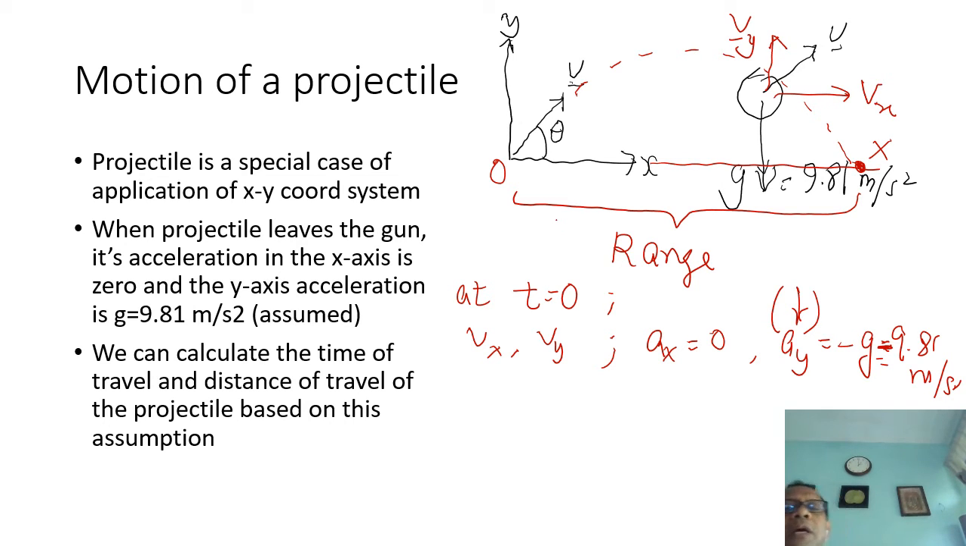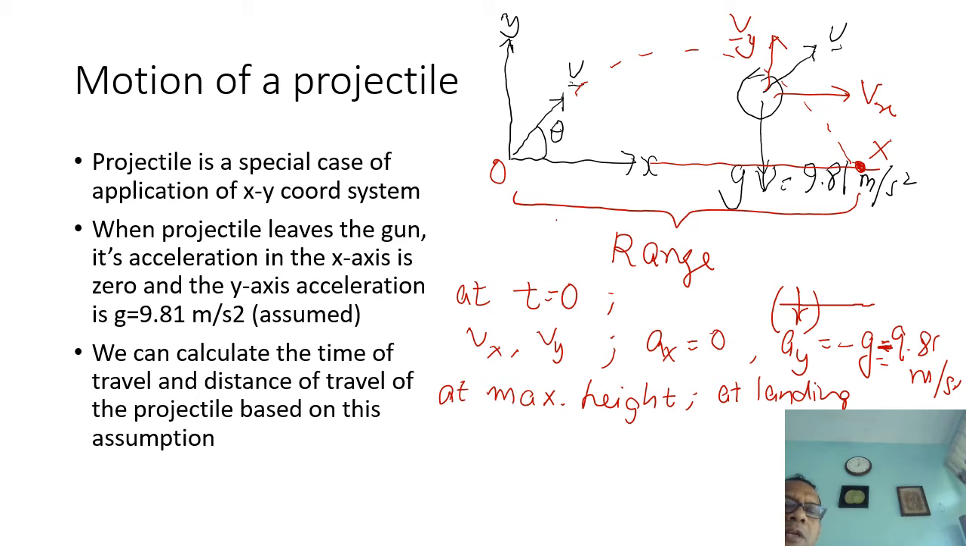So what we have here is that we can calculate the final, because Vx doesn't change with time, so it's constant, so we need to find after a time t, at maximum height and at landing. These are two issues that we want to know.